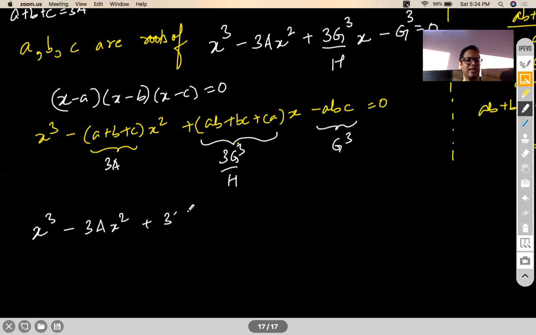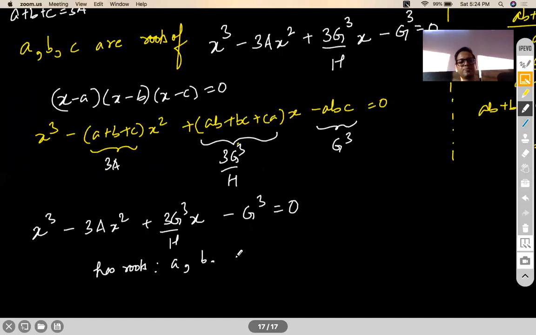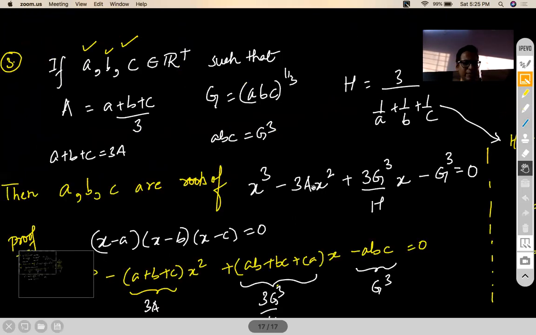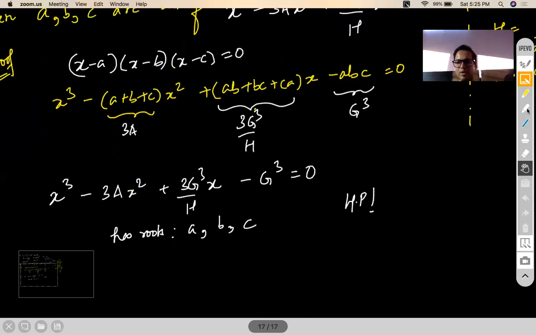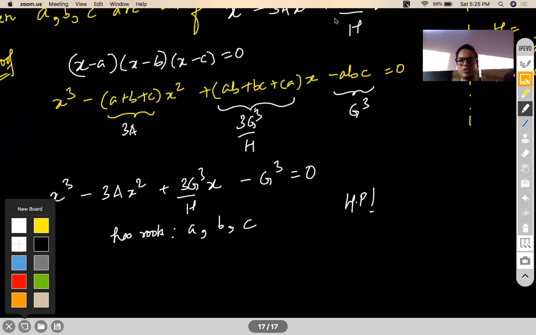Again, no need to remember this, but if you do, you are going to save some time in case a question comes related to it. So this will have roots a, b, and c. Is this fine? Any questions? So these are some very important properties that we need to keep in our mind. Let's solve questions now.